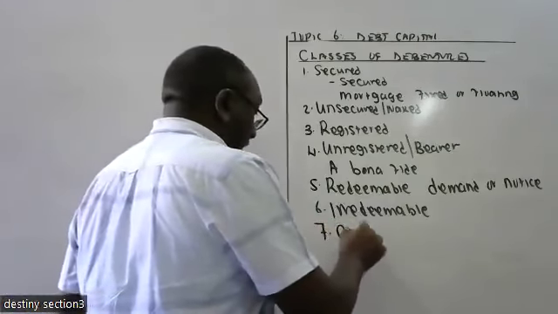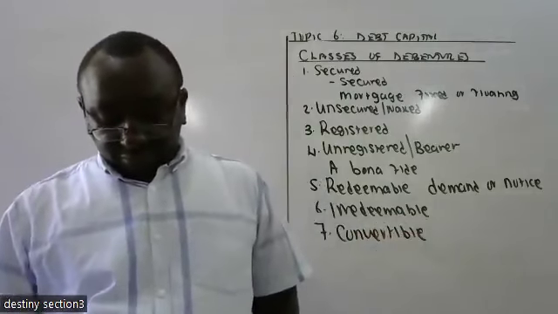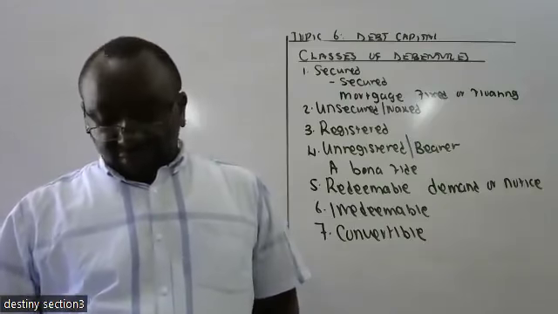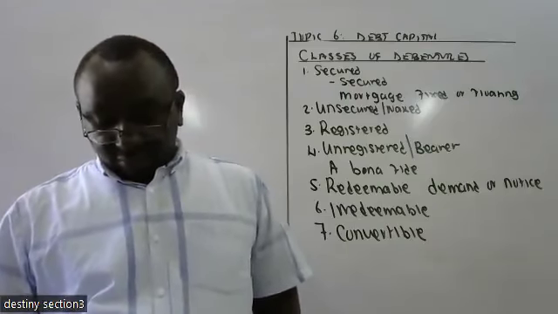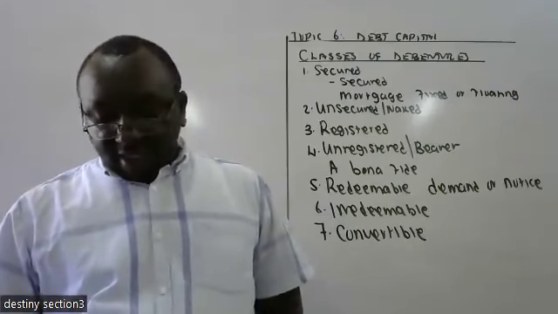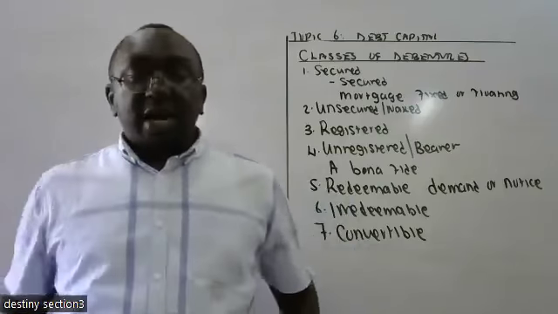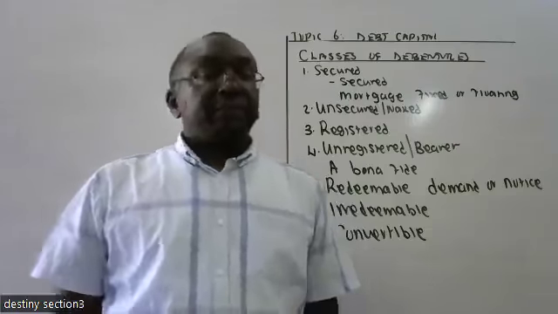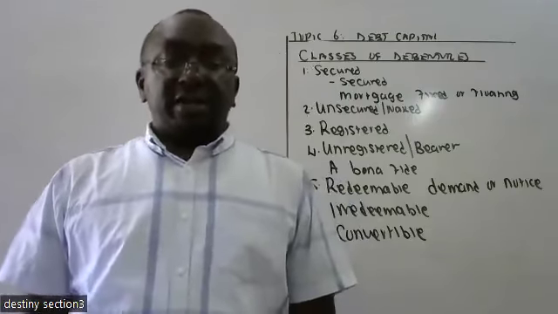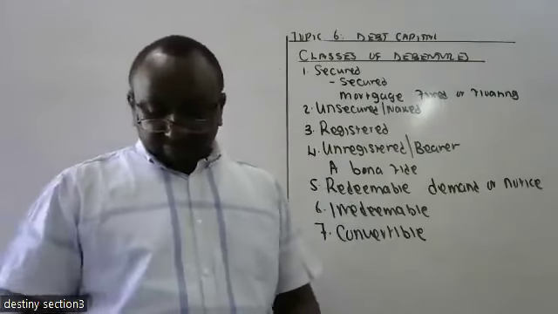Number 7, they are called convertible. Write that these contain a provision of being converted to ordinary or preference shares at a stated rate of exchange.